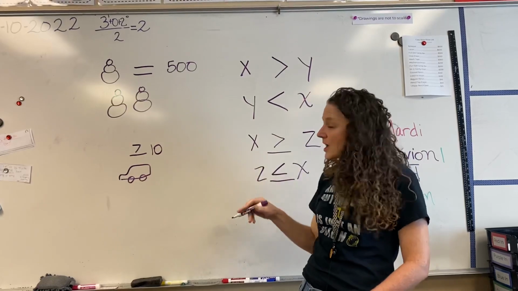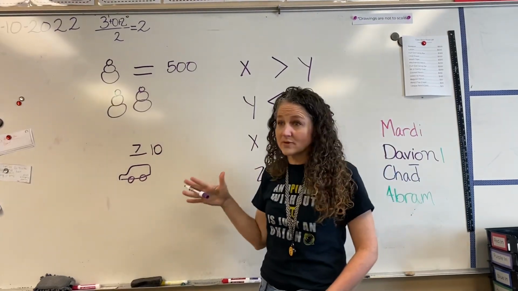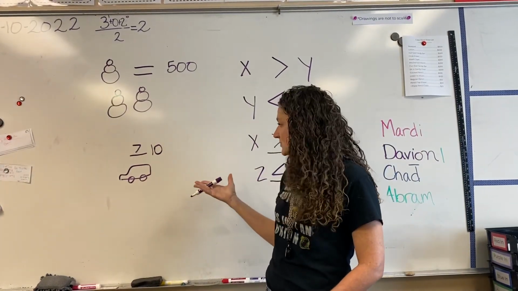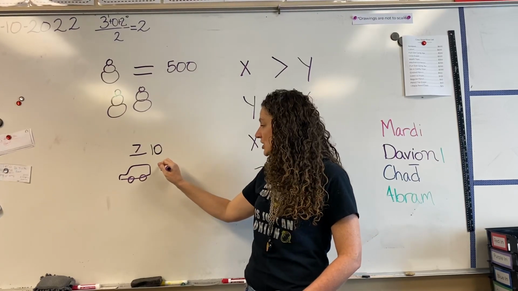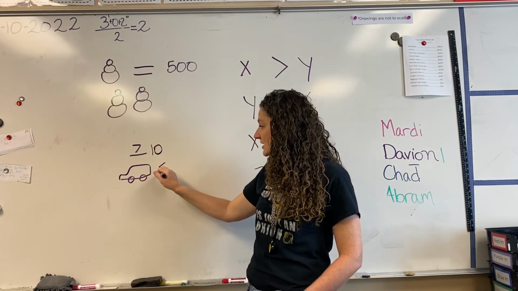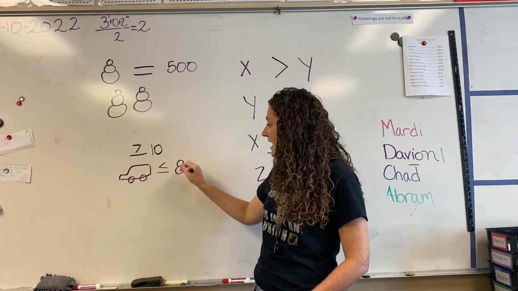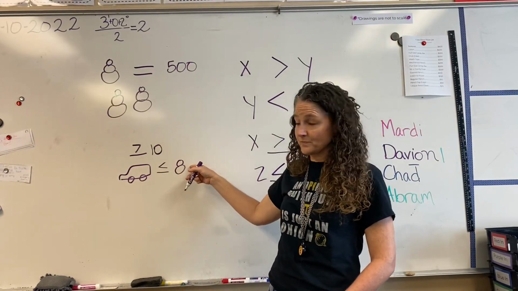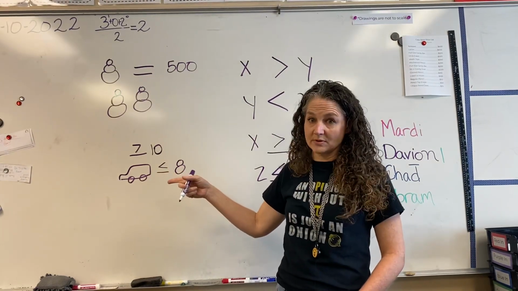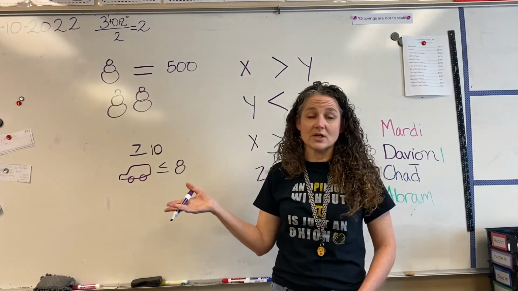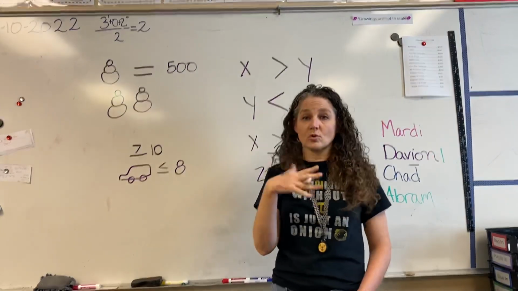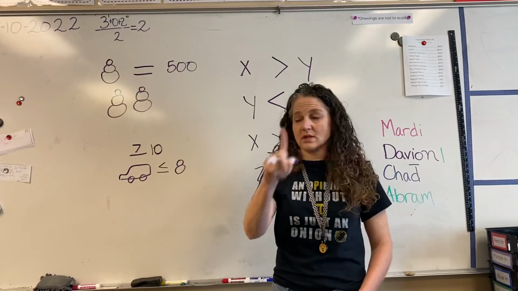It's just a Suburban. But I can fit at most 8 people in my Suburban. So how do I express this? It's going to be less than or equal to 8 people. Can I fit 8 people in my Suburban? Yeah. Can I fit 7 people? Yeah. Could I fit 1 person? Yeah. Today, I drove here to the school with 1 person in my Suburban.